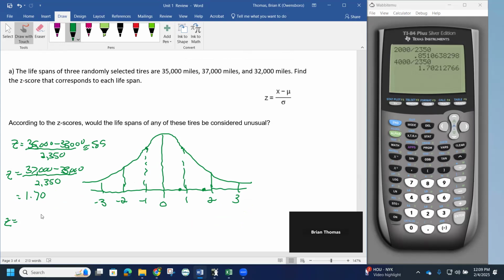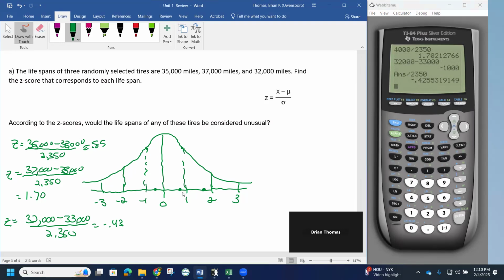The next one was a 32,000 mile tire. So 32,000 minus 33,000. Then if I divide that by 2,350, notice we're going to get a negative z-score because we didn't quite make it to 33,000 miles. 32,000 minus 33,000 gives me negative 1,000. If we divide that by 2,350, that turns into a z-score of negative 0.43. So negative 0.43 would be around that area there, not too far off from the mean. Those are the conversions into z-scores, which standardizes it.